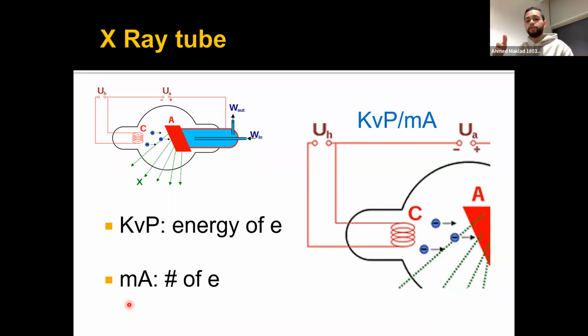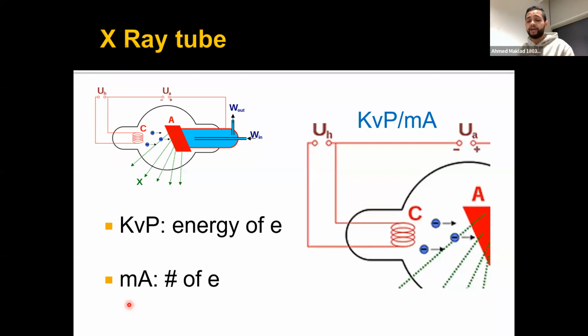So if you double the KVP, you're going to quadruple the energy of electrons. It's an exponential relationship. But with milliamperes, it's a linear relationship. So if you double the MA, you're going to double the number of electrons. I'm not sure if that's going to show up on your exam or not, but keep that in mind too.